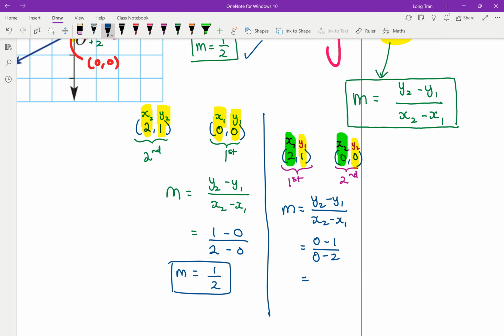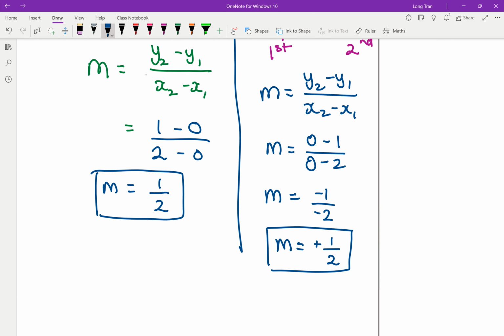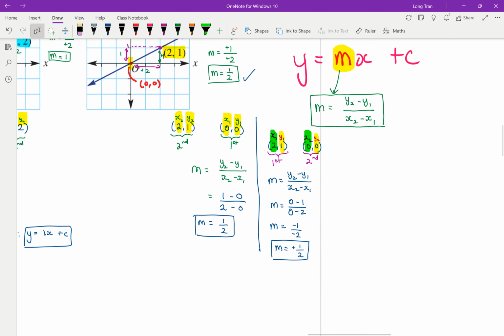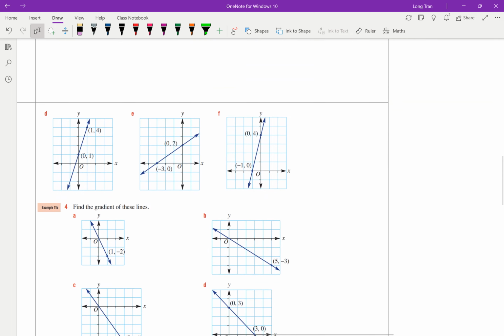So you might say, well, actually, that looks different. 0 minus 1 is negative 1, and then 0 minus 2 is negative 2. But don't forget that when you divide them, double negatives is positive. So you get the exact same answer. See what I mean? Doesn't matter which one you choose. So hopefully in this example here, you're understanding what you need to do.